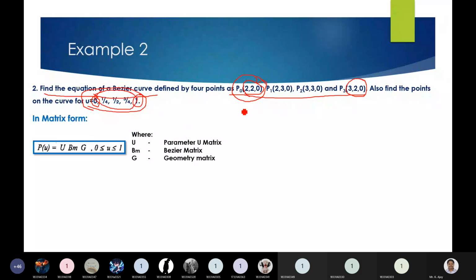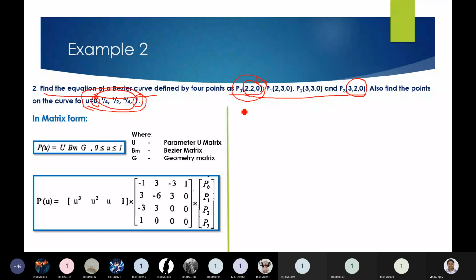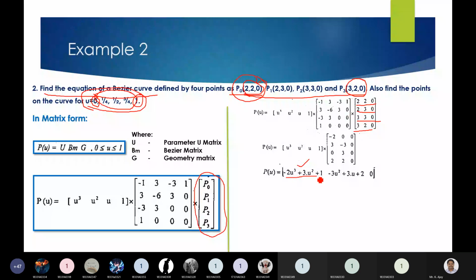So in matrix form, this is the matrix form, and then here what I need to do is, for all these P0, P1, P2, P3, I have to put them in the matrix P: instead of P0, 2, 2, 0. This is P0, this is P1, P2, P3. So this is the matrix. This is a 4 by 3 matrix, and then multiply. If you multiply, ultimately you get a 1 by 3 matrix. The final matrix would be 1 by 3, out of which this denotes the x of u equation, this denotes the y of u equation.